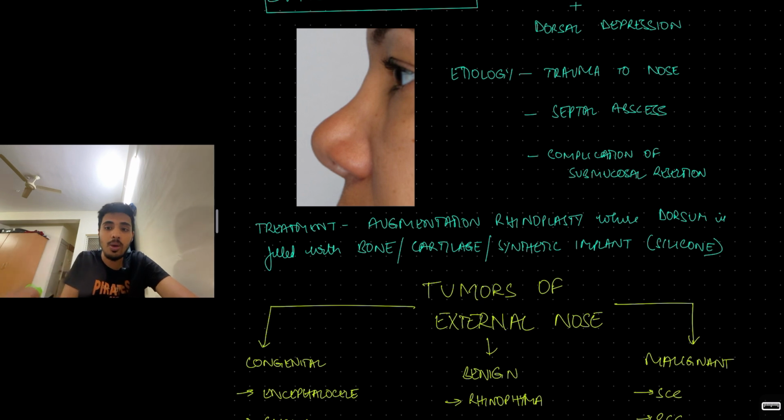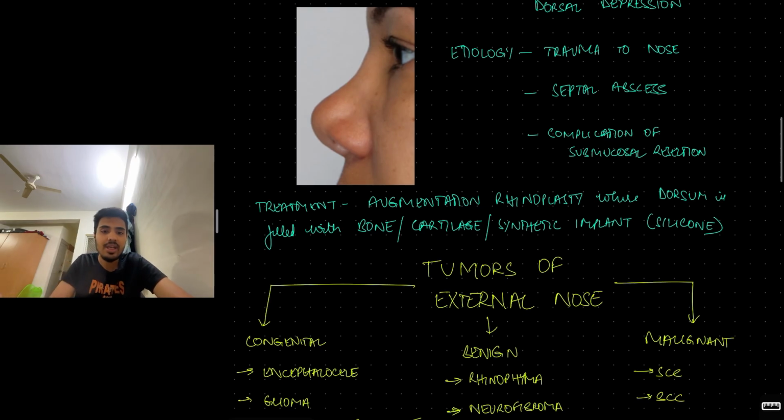And also as a complication of submucosal resection, when we do SMR surgery, submucosal resection, we remove a lot of the septal cartilage and the bone. We only leave behind a small strut of cartilage just at the dorsum. So if let's say that support is not enough, it can lead to dorsal depression and lead to saddle nose.